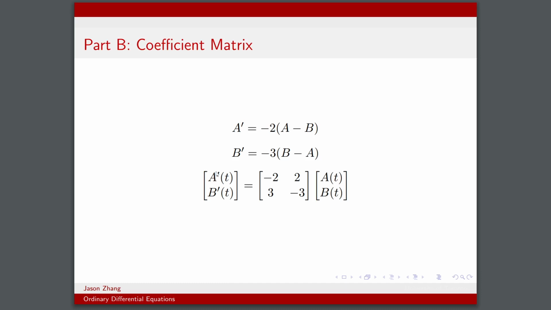We can check. We can say A prime of t is equal to minus 2 A of t plus 2 B of t, which corresponds to our first equation, and B prime of t is equal to 3 A of t minus 3 B of t, which corresponds to this second equation. So that is indeed correct.